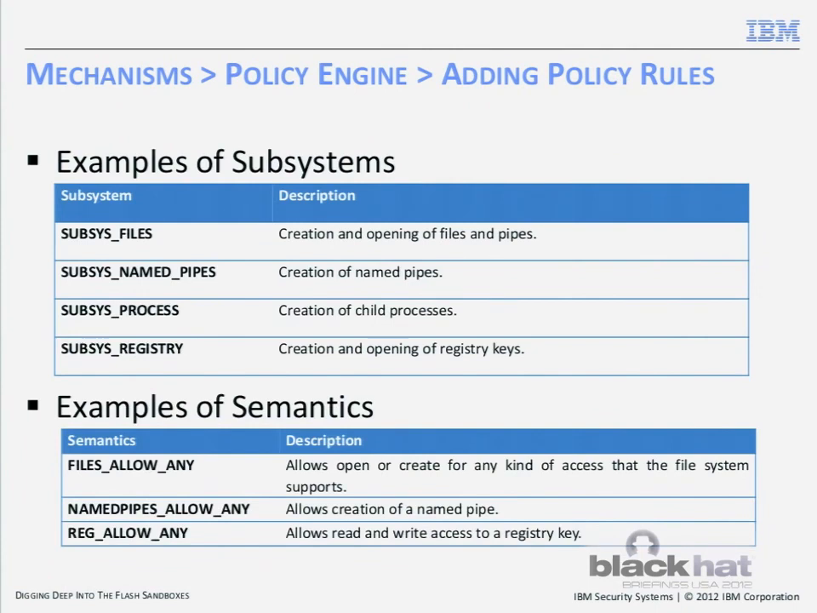This is just a small subset, and you can see there's subsys files for file operations and subsys registry for registry operations. And below it are some examples of semantics, or the permissions. You can see there's files allow any, which will give the sandbox process full access to files. Another example is reg allow any, which allows read and write access to a registry key. There are some subsystems and semantics that can be found only in Firefox Flash, but not in Chrome Flash and Pepper Flash, and vice versa.